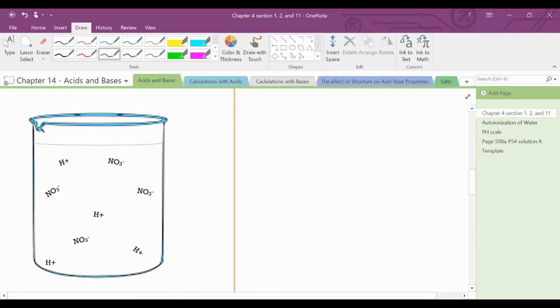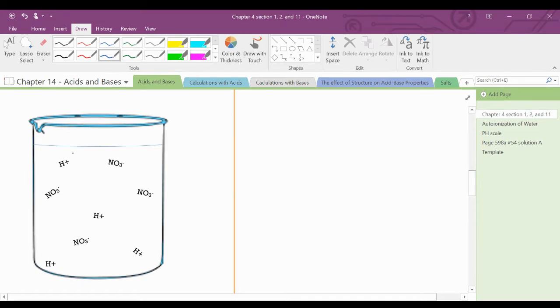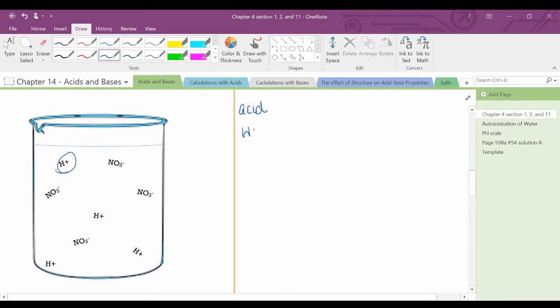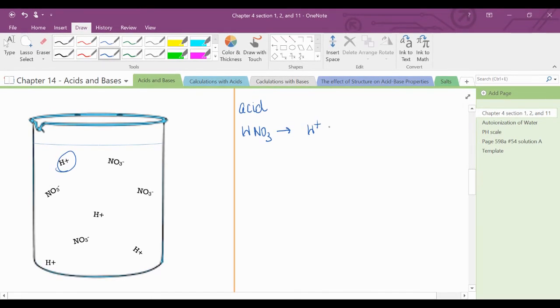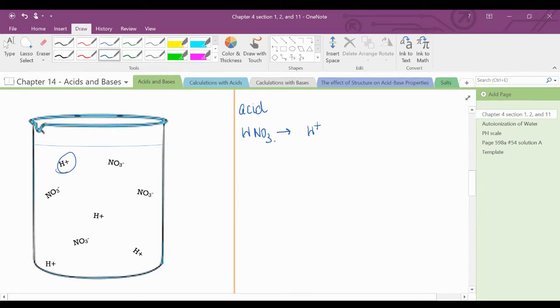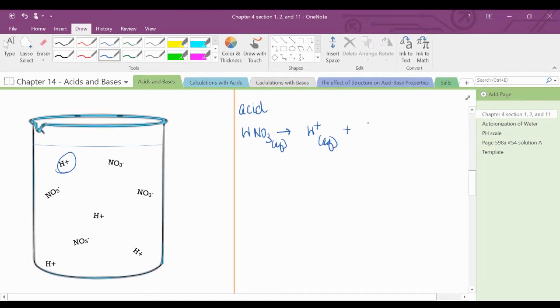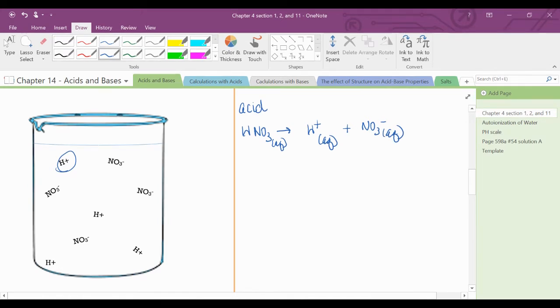So again, we want to look at the particle model, and in this case, I see a hydrogen ion, so that tells me this is an acid. And again, I can prove that it's an acid a couple of ways. We can write a dissociation equation. So I can show that this breaks apart into a hydrogen ion and a nitrate ion. So this would be a representative of my Arrhenius definition. And I can also show that this reacts with water.